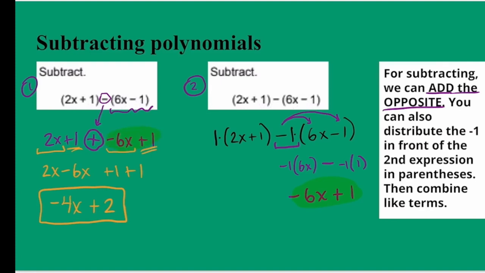The first term's polynomial is not going to change. It's still going to be 2x plus 1. So the answer is still going to be negative 4x plus 2. It's just how you get there. And the distributing of the negative 1, in my experience, confuses students a lot more than just rewriting it as addition and doing the opposite of every term in the expression after the minus.